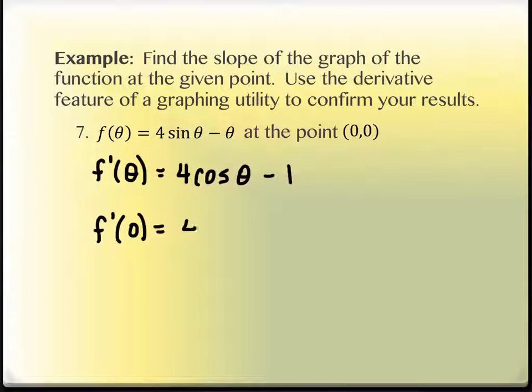Okay, so I need 4 cosine of 0 minus 1. Theta was evaluated at 0 on this graph. So what is the cosine of 0? It's 1. That's a unit circle value, right? So this is the number 1. And then I have, oh, I'm getting ahead of myself. 4 minus the 1, which is 3.